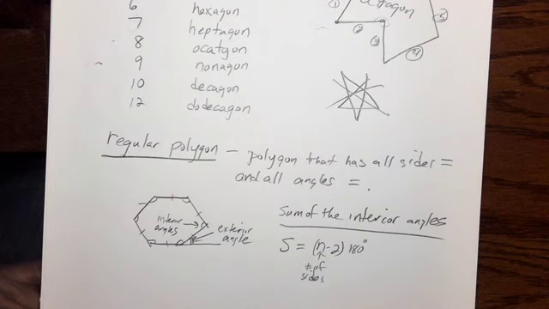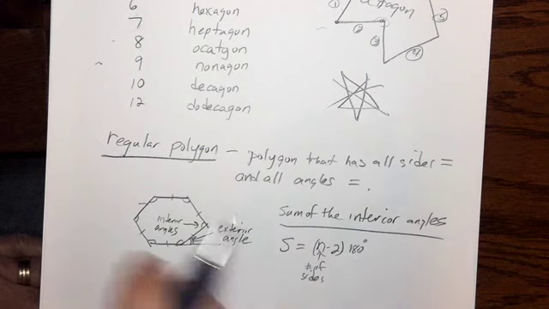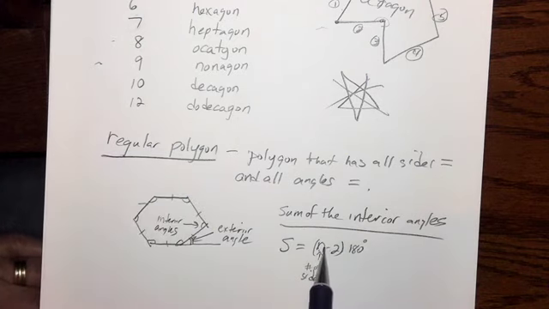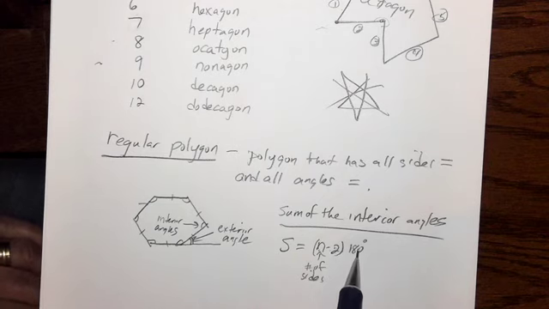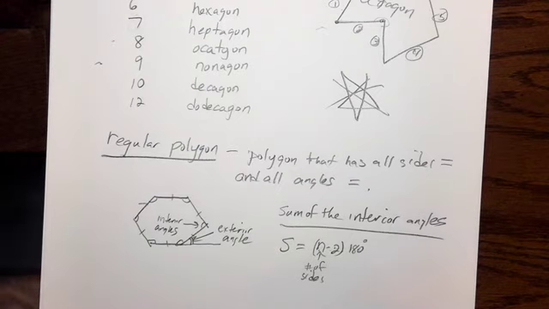So for instance, we know that there's 180 degrees in a triangle. A triangle has 3 sides. 3 minus 2 is 1. 1 times 180 is 180. If we look at a quadrilateral, it's got 4 sides. 4 minus 2 is 2. 2 times 180 is 360 degrees. So inside every quadrilateral, there's 360 degrees. Now these again are regular polygons, so that's what we're working on.